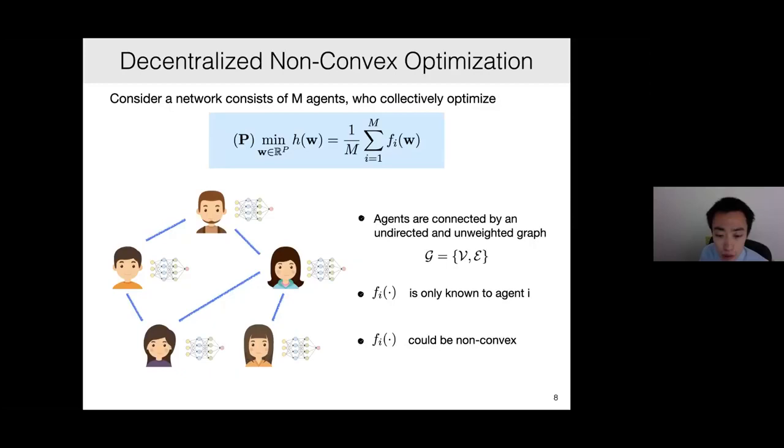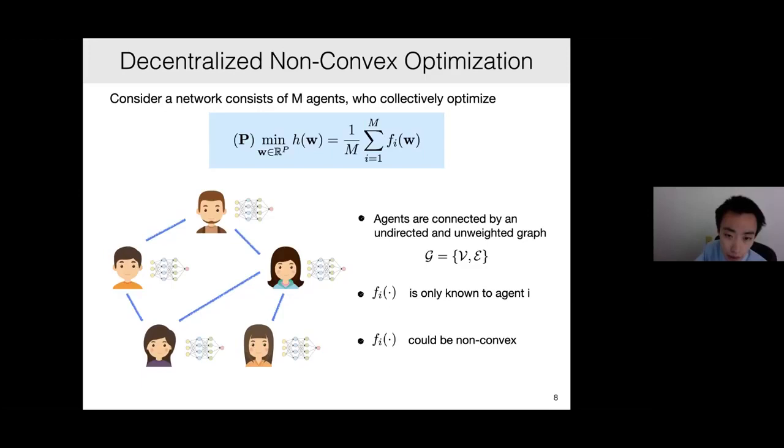And compared to the parameter server setting, where there's a central controller, there's no need to exchange local data, which can preserve local privacy. And also this type of decentralized setting can be more robust to individual node failure.